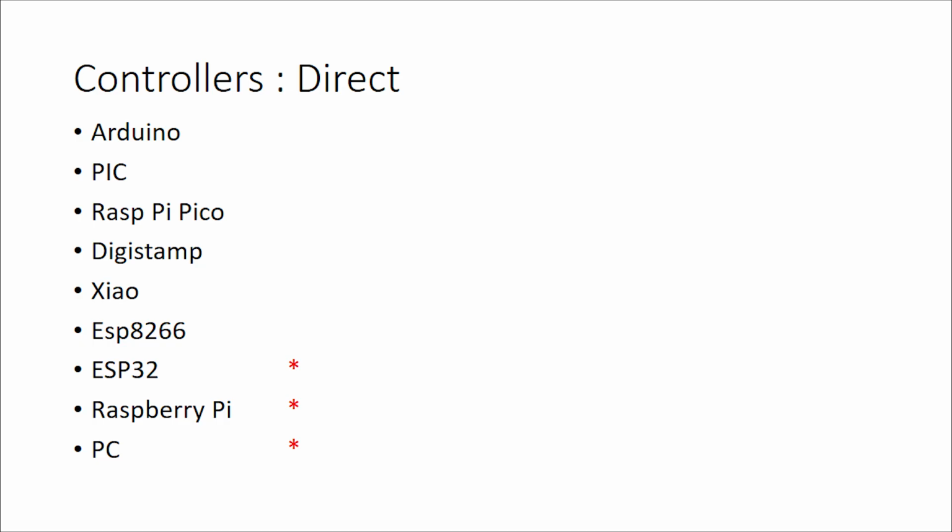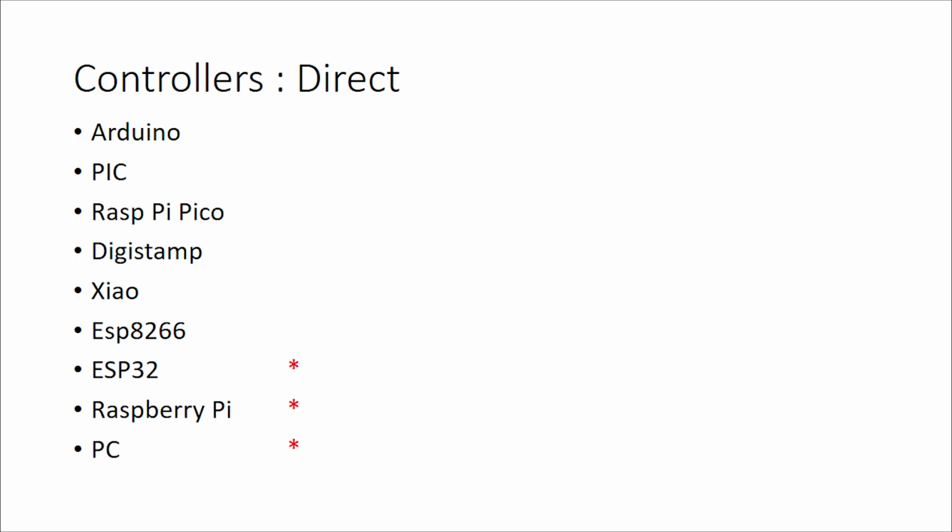You can control these, as I've said earlier, by Arduinos, by PICs, by Picos, by Digistamps, by ESPs. Xiaos are Chinese microcontrollers that a lot of people are starting to use. If you're going to use ESP32, Raspberry Pi or PC, you have to be careful, as I already explained, because of the timing issues. But there are libraries for those that take care of the vagaries of having to use interrupts or DMA transfers or whatever.